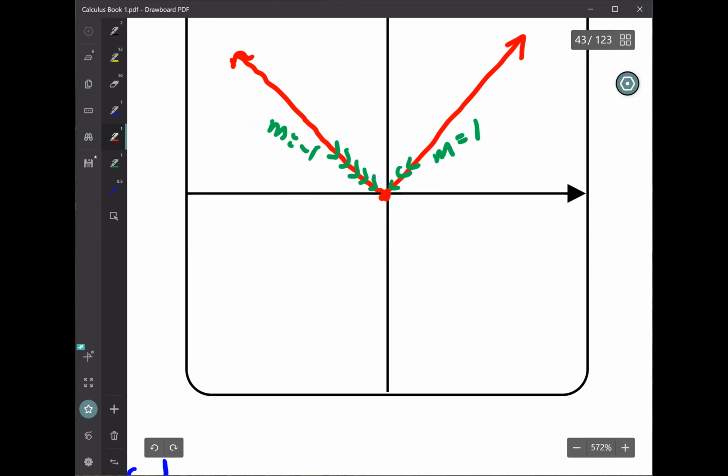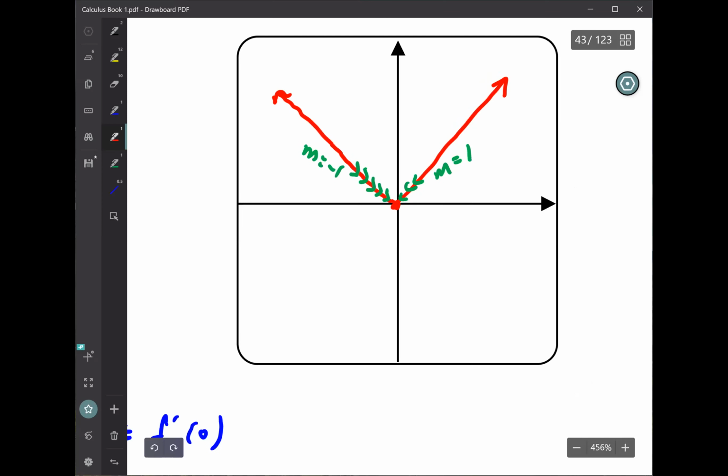I don't know whether I should call that place equal to 1 or negative 1 as slope, right? We cannot use both at the same time, right? So that's why it's not differentiable. Okay, so that's the idea. If you get more than one slope at a point, then it's not differentiable.